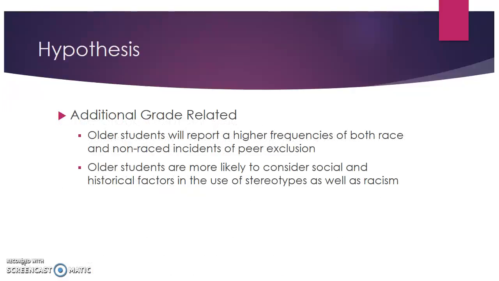Older students will also report a higher frequency of both race and non-race incidents of peer exclusion. In other words, older students are more likely to say, yes, there are race reasons and then there are non-race reasons as to why we've been excluded. Older students are also more likely to consider social and historical factors in the use of stereotypes as well as racism.